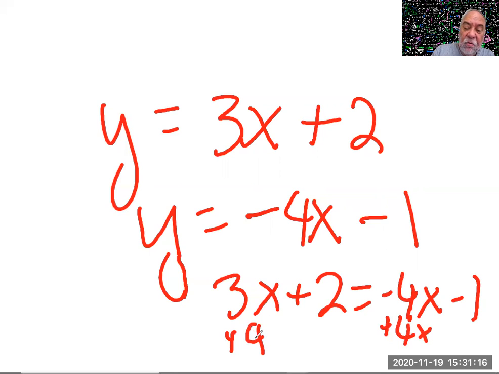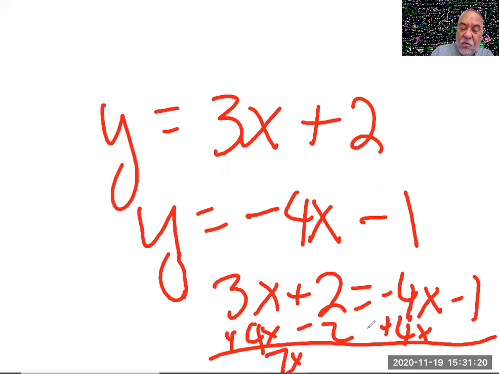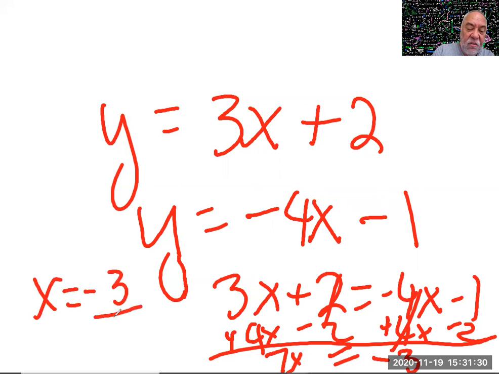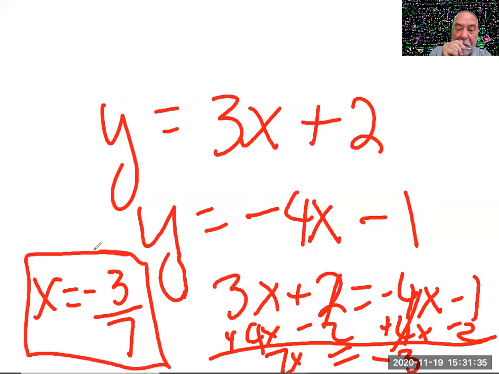Your calculator will do this for you. And you get 7x, and subtract 2, subtract 2. Those cancel, those cancel. 7x is equal to negative 3. So x is equal to negative 3/7. Okay? And you plug that into either one of these and it'll tell you what y is. So that's one way you can do it, set the equations equal to each other. But the best way is just put them in the calculator and graph them.